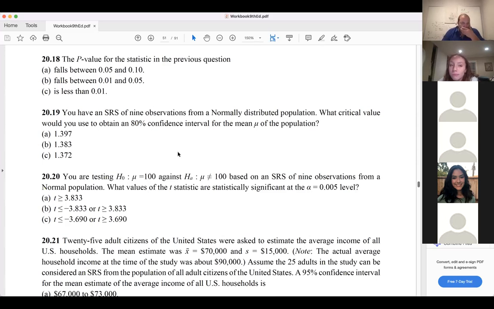Actually, I'm not even sure what they mean by that. What critical value would you use to obtain an 80% confidence interval for the mean mu of the population? Are they asking for the Z star? Well, that's what I thought they were doing at first. And I calculated Z star and I didn't get one of their answers. And then Z star doesn't use the fact that there's 9 observations. So what critical value would you use to obtain an 80% confidence? What do they mean by critical value?